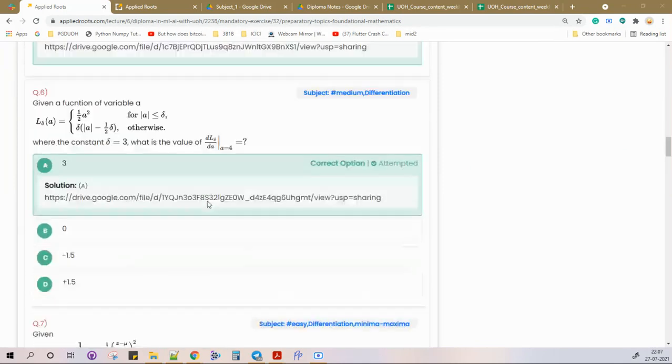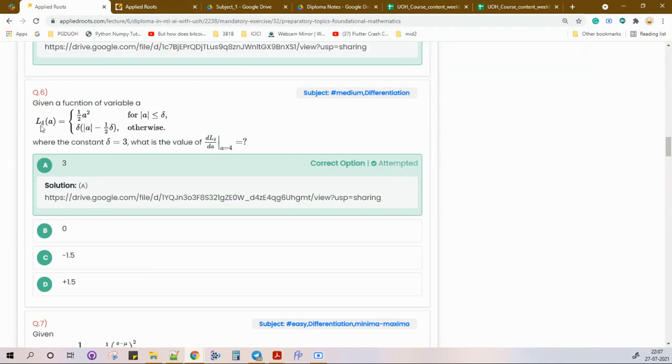Last question. Yes, this is Huber loss. What we are given is a very deadly-looking equation, but if you put delta equal to 3 and A equal to 4, then this would be really easy.